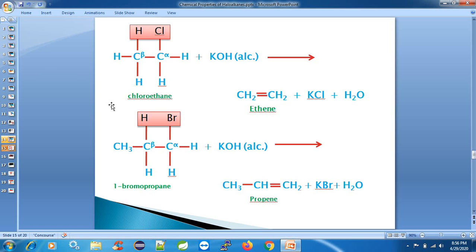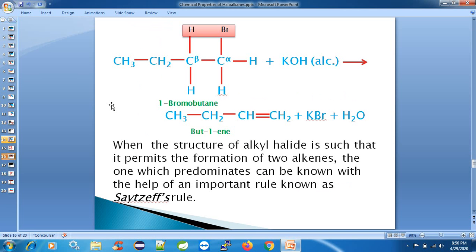Another example we will discuss is 1-bromobutane. Here the alpha carbon is the one to which bromine is attached, next to it is the beta carbon, and the hydrogen atom attached to the beta carbon is beta hydrogen. When 1-bromobutane reacts with alcoholic potassium hydroxide, hydrogen bromide is removed and a new bond is formed between the alpha carbon and beta carbon. The product is but-1-ene along with potassium bromide and water.